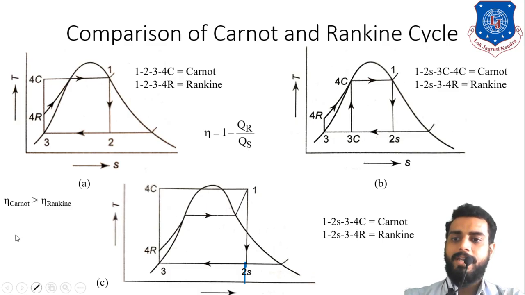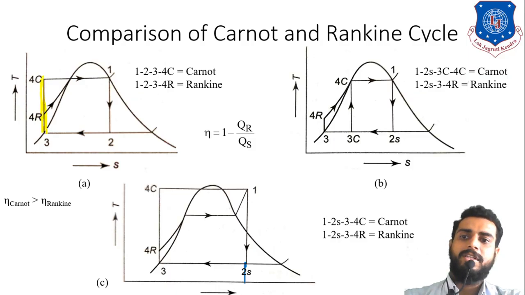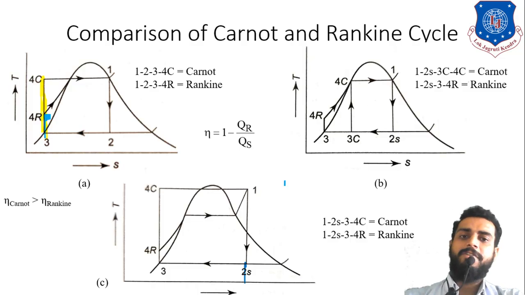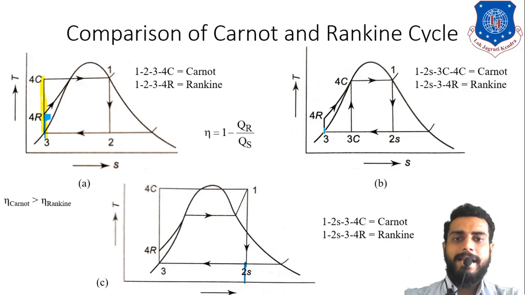In diagram A, you can see that for the Carnot cycle the pump work is this much, 3C to 4C, right? But on the other side, for the Rankine cycle the pump work is very less. Let us highlight it by blue color. So for the Rankine cycle this much is only the pump work. Same way for diagram B, for the Rankine cycle the pump work is this much, right?